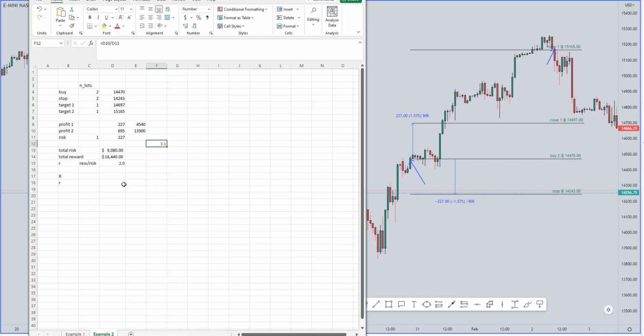Okay, so the way to calculate R is simply the total reward over the total risk. So the total reward is this number here, which is the sum of these two dollar values. So you made that plus that, which is 18 grand. And then how much did you risk? Well, your risk is this one here, 227.